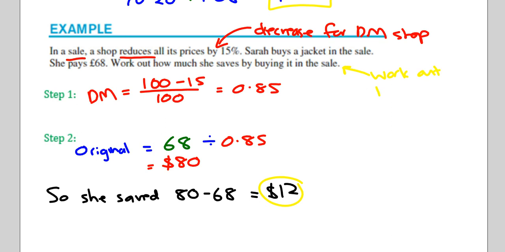So here I'm just making a note: work out the original value by dividing.